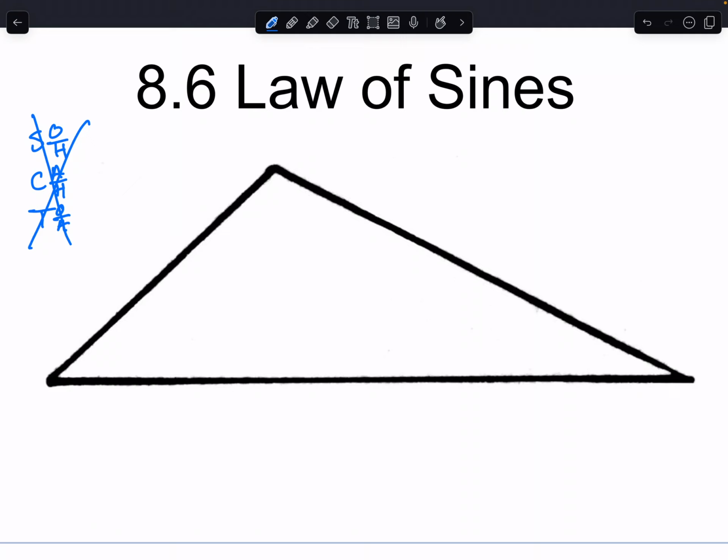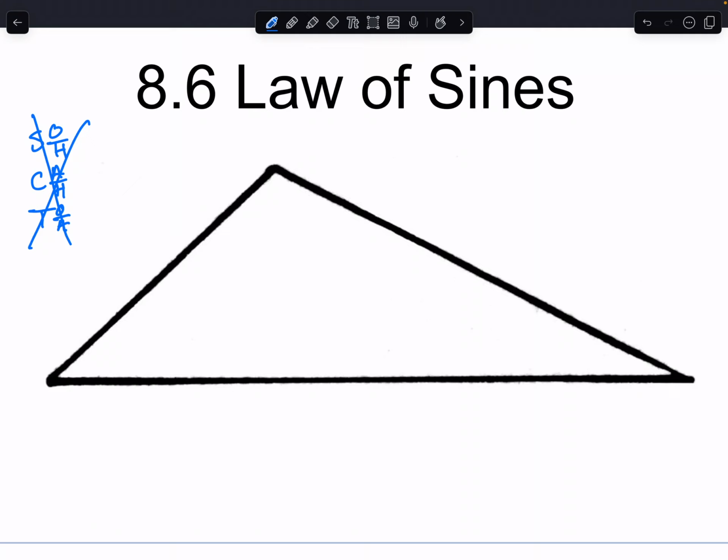So as you see in this picture, we have an obtuse triangle. If you have an obtuse or an acute triangle, we can use this next formula, the law of sines. Technically, this formula also works for right triangles, but usually we only need the law of sines when we're introducing a different type of triangle, like this one.